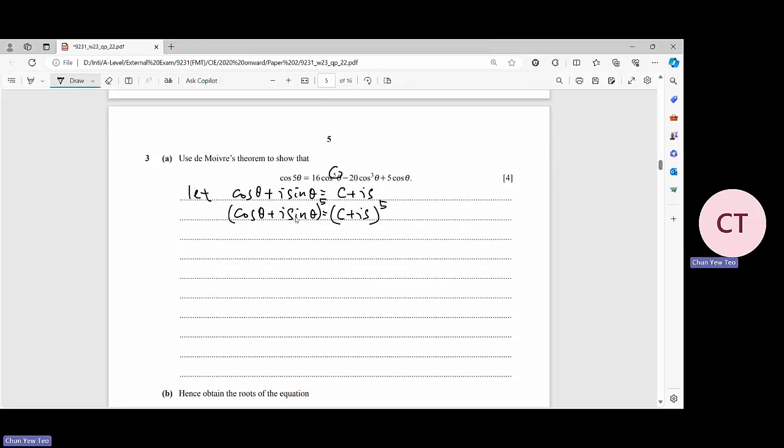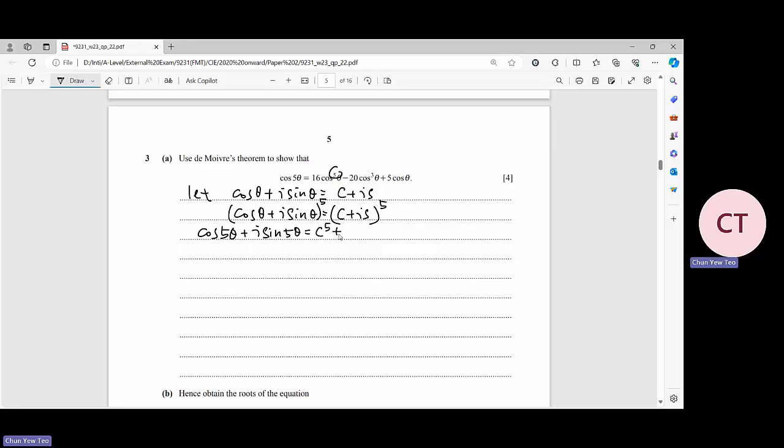On your left-hand side, we use the de Moivre theorem. The de Moivre theorem says that the power can be brought into the angle to become a multiple, so you have 5θ. That is your de Moivre theorem. Your right-hand side will be binomial expansion, so this one we just expand.